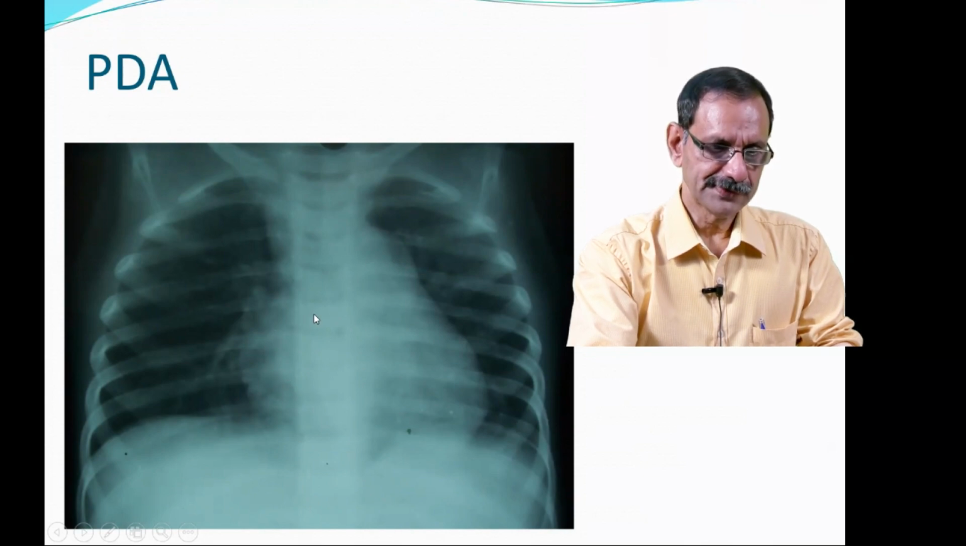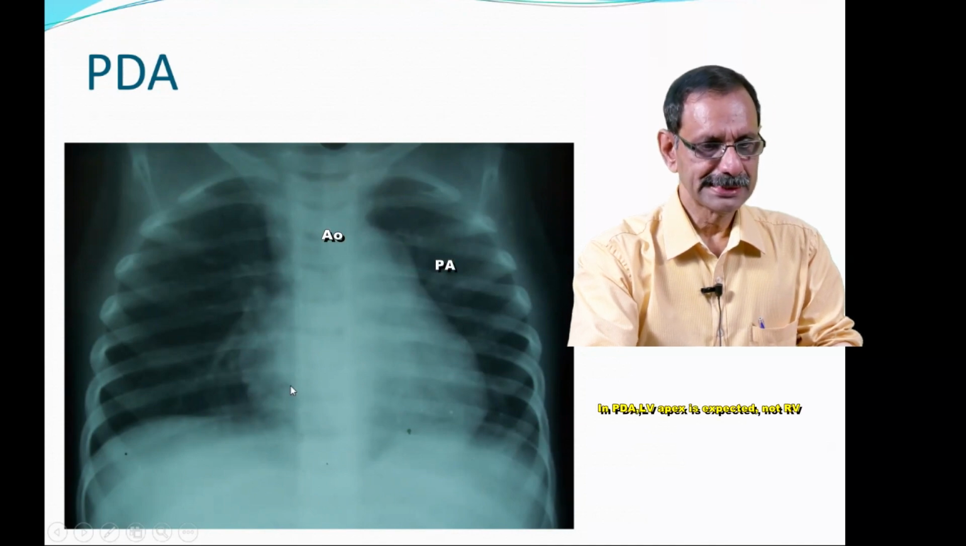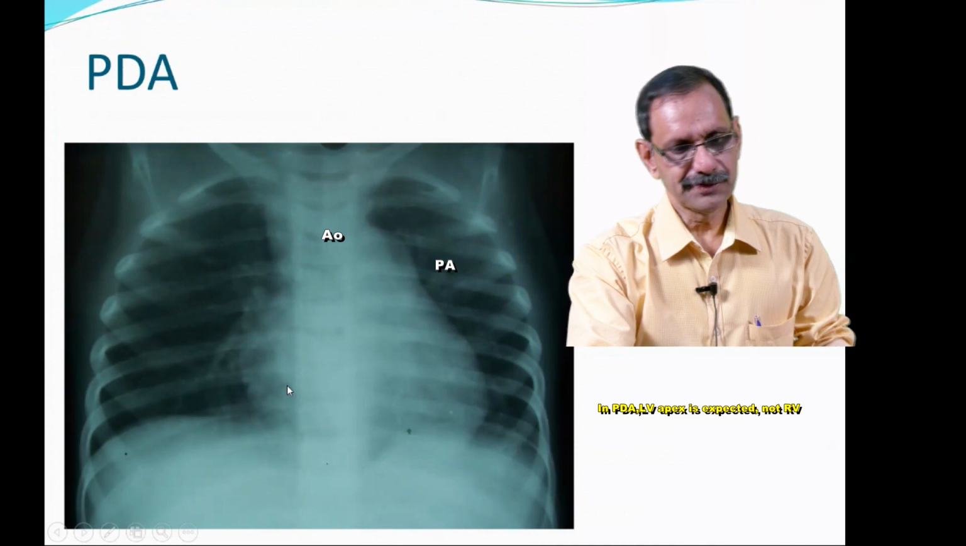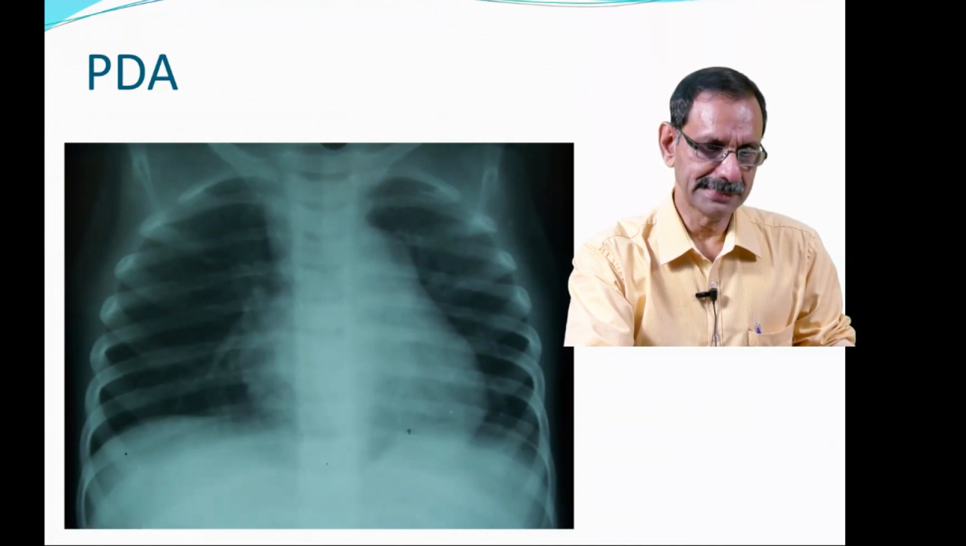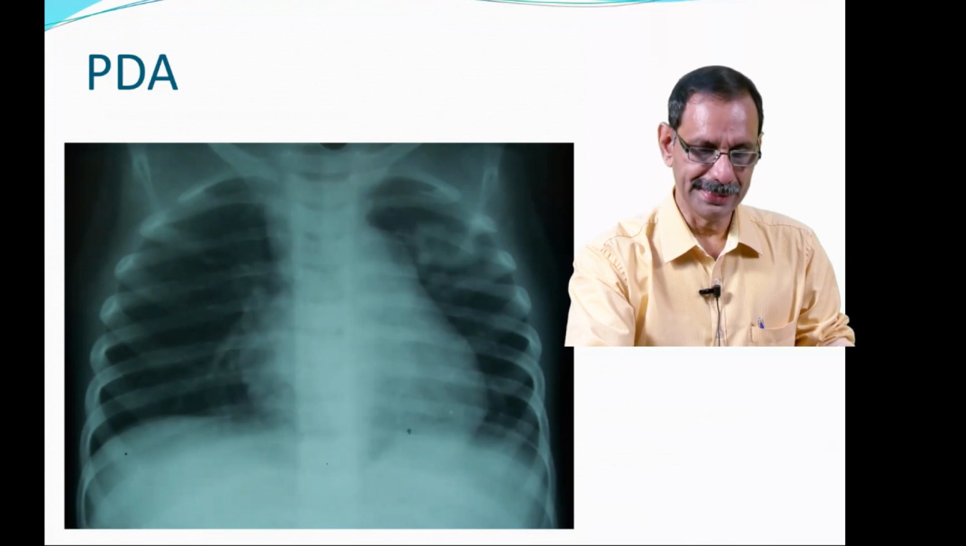So if somebody tells us that this is a left to right condition, then it is a left to right shunt with left atrium and aortic dilatation. So it could be PDA.